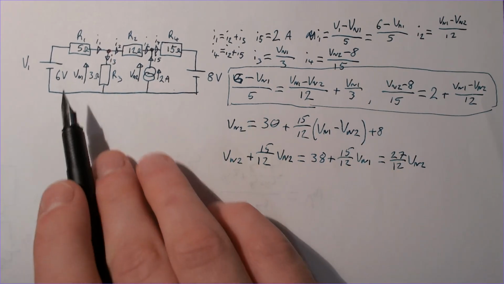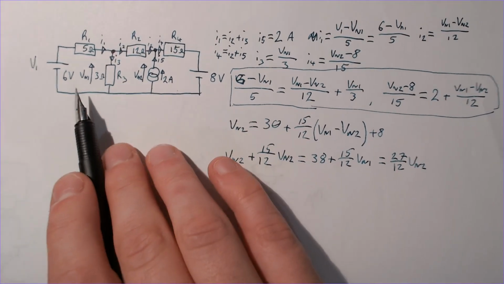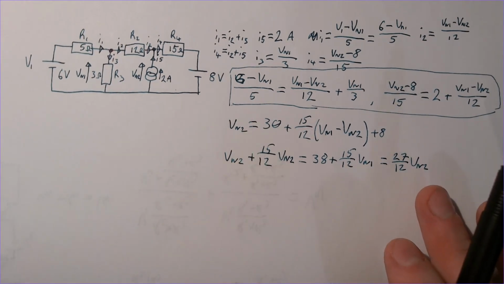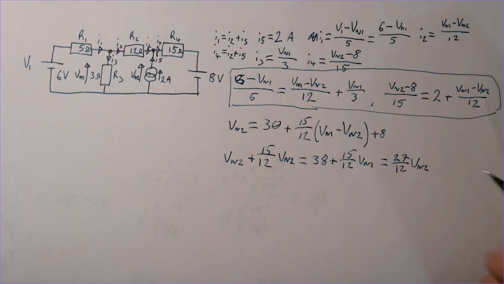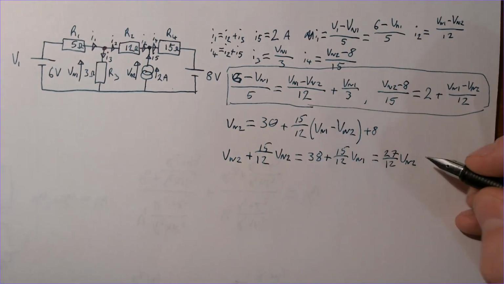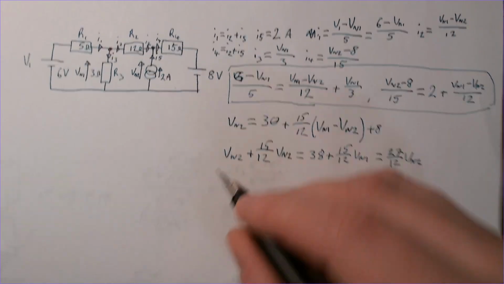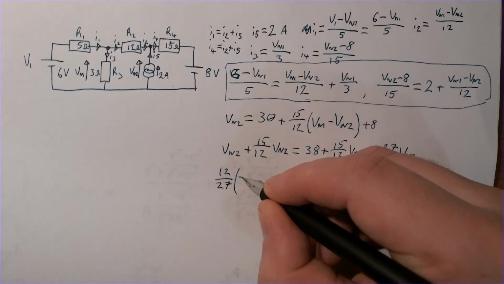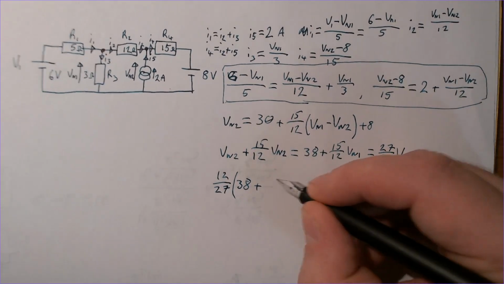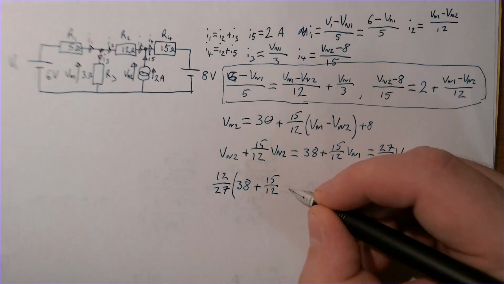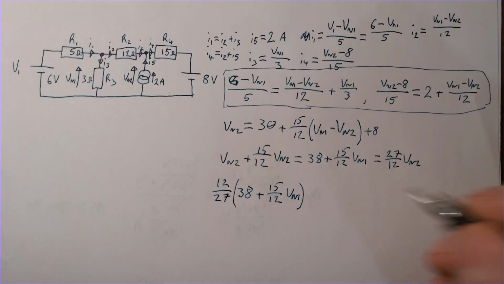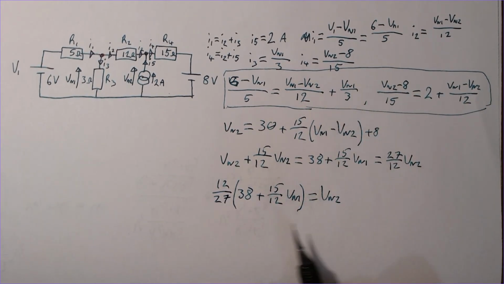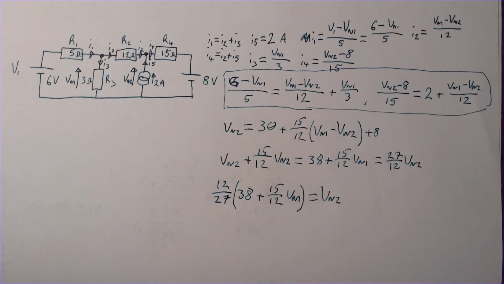Which one do we want to find out? We want to find Vn1 because we want to find I3. So Vn1 is most important. So this was the right thing to do: find it in terms of Vn2, and we can put that into this first equation. Let's move that bit to the other side. Therefore, 12 over 27 times 38 plus 15 over 12 Vn1 equals Vn2. Now we can put this in wherever Vn2 appears and rearrange to find Vn1.